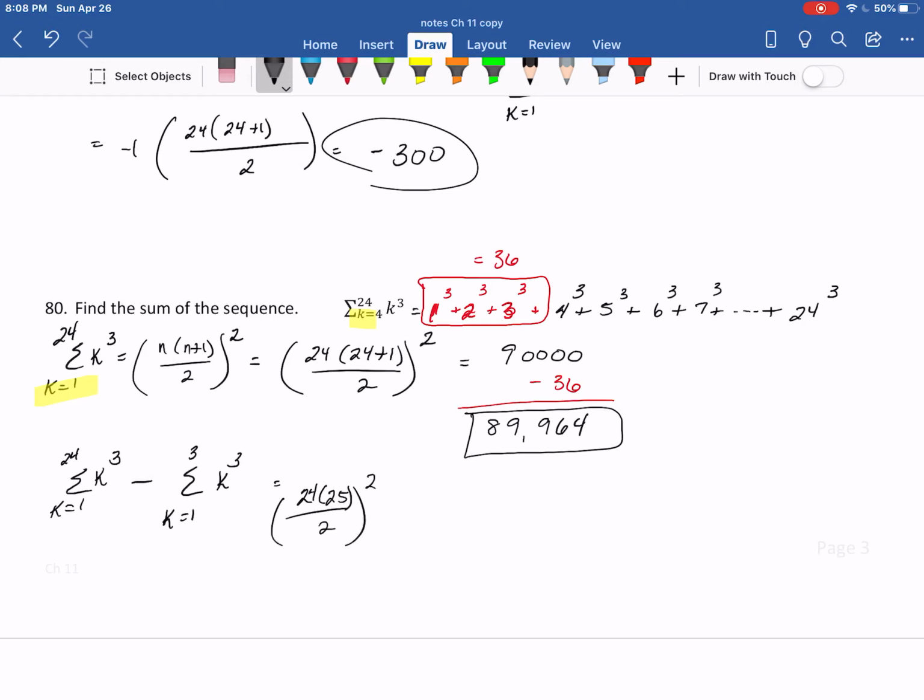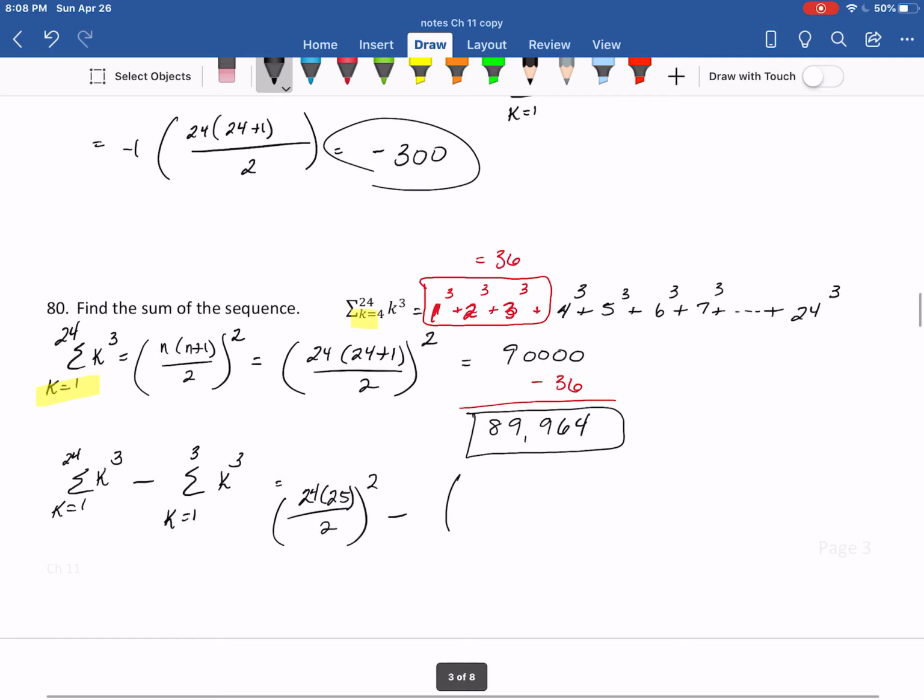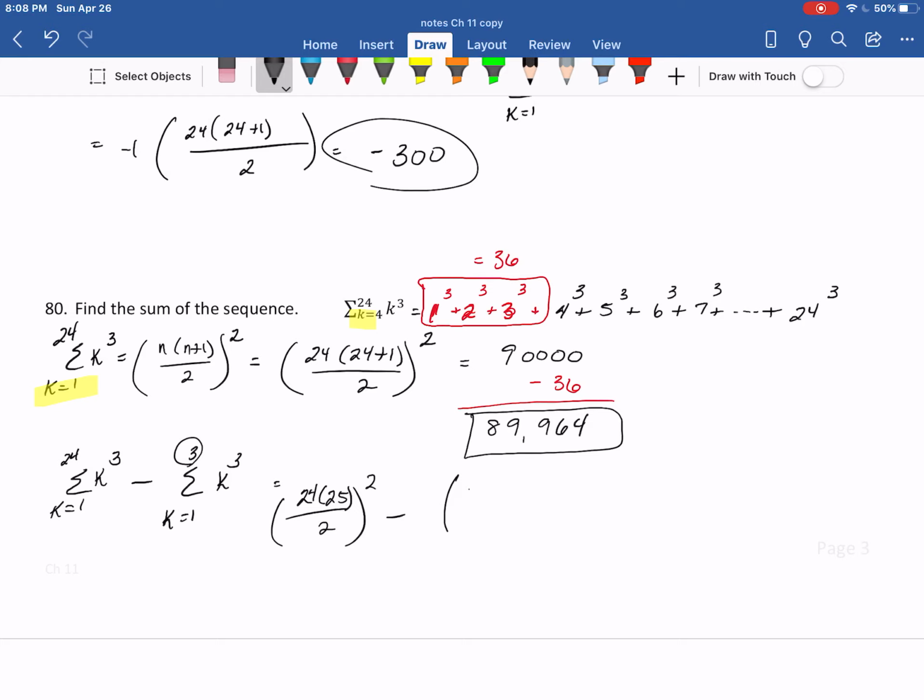And then we can subtract. Now we're going to use the formula all over again. This time we stop at 3, okay? So n is 3. So 3 times 4 divided by 2 quantity squared. And the first piece would give you the 90,000. The second piece, if you worked it out, would give you, let's see, 4 divided by 2 equals 2. 2 times 3 is 6. 6 squared is 36. And that would give you the same exact answer.